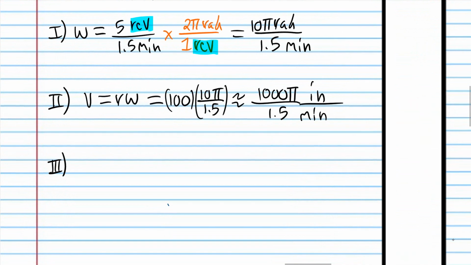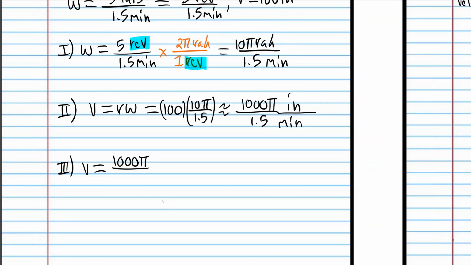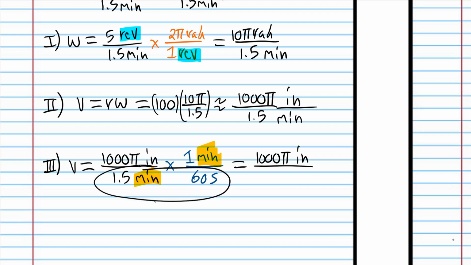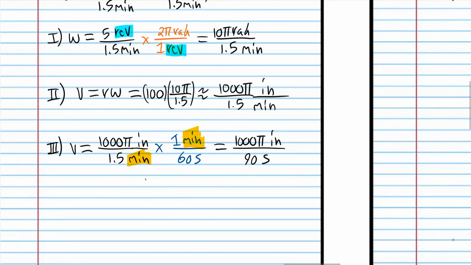So now we have to rewrite the linear velocity, and the reason we kept it in this form is because we're still not done with the problem. We're then going to multiply and change that to inches per second. There's 1 minute in every 60 seconds. The minutes cancel out, and 1,000 pi times 1 is 1,000 pi inches, and 1.5 times 60 is 90 seconds. Again, the orange minutes cancel out.